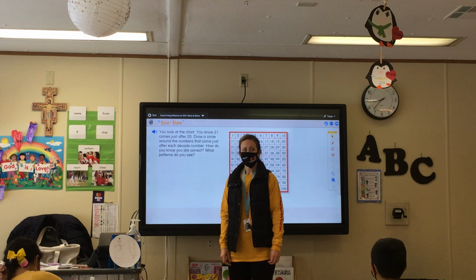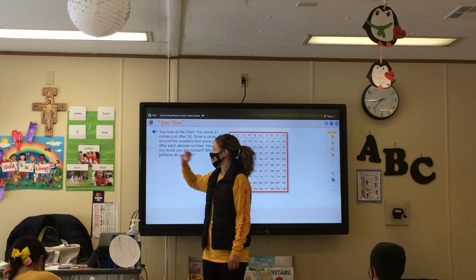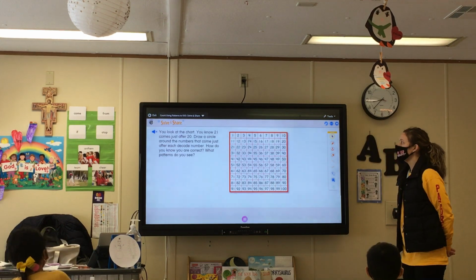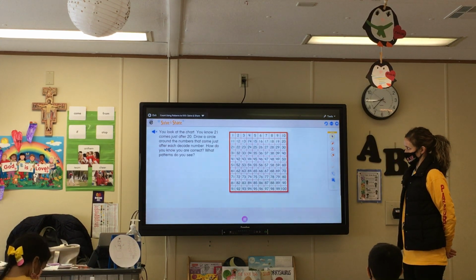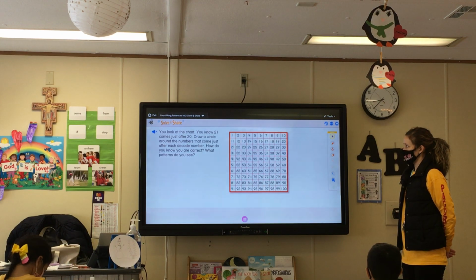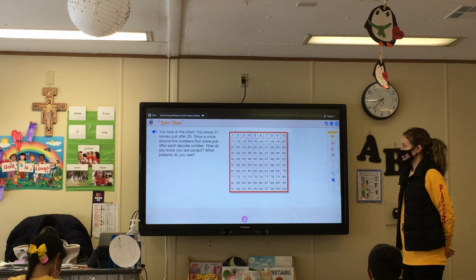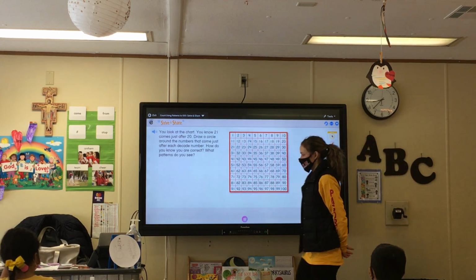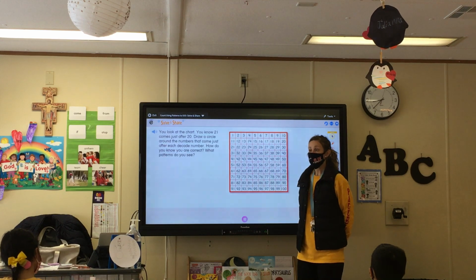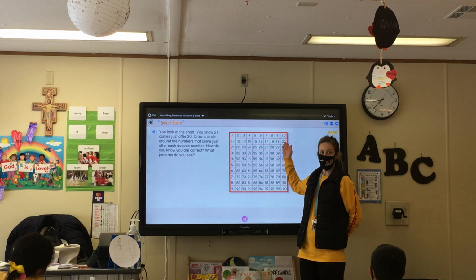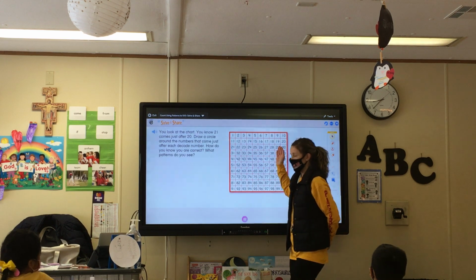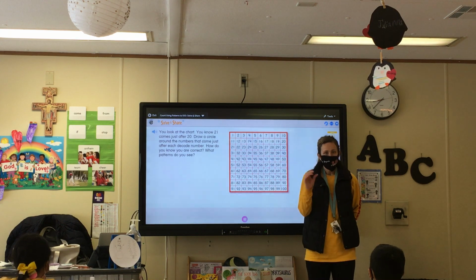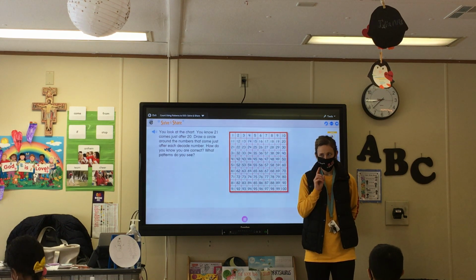Okay, you guys ready? All right, listen up to the question. You look at the chart. You know 21 comes just after 20. Draw a circle around the numbers that come just after each decade number. How do you know you are correct? What patterns do you see? They said we know that if we counted 20, what comes right after 20? Will? 21. Okay, so they said after every decade number, what's the number that comes right after it?